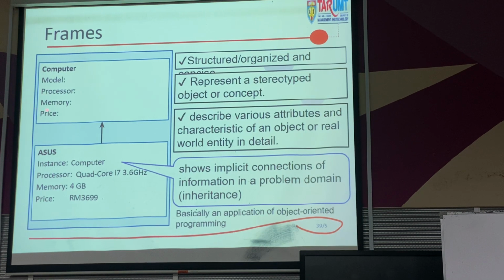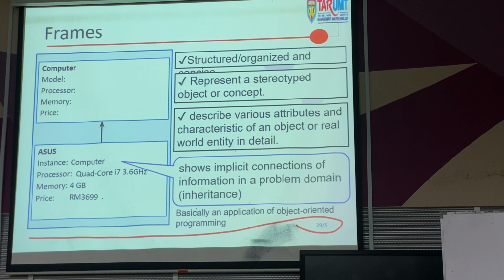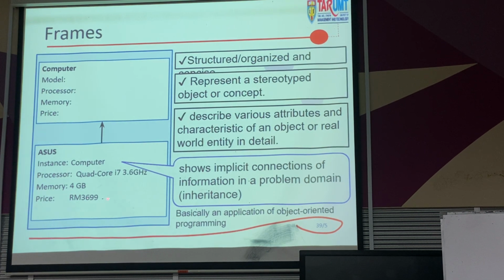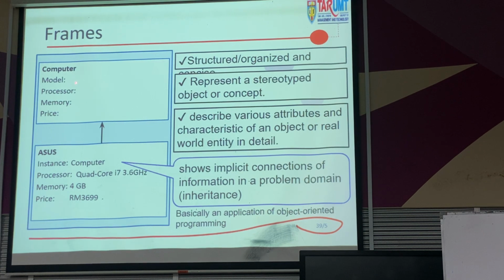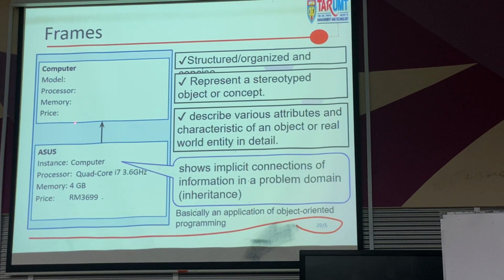The second element is the attribute, the properties. The third element here is the value. If you don't have the value, you can just leave it blank. And in this case here, we know that you have a class or superclass called computer, and we know that computer has a stereotype of attributes called model, processor, memory, price, and you have an arrow to show a relationship. Okay, ASUS is just one of the examples of the computer.